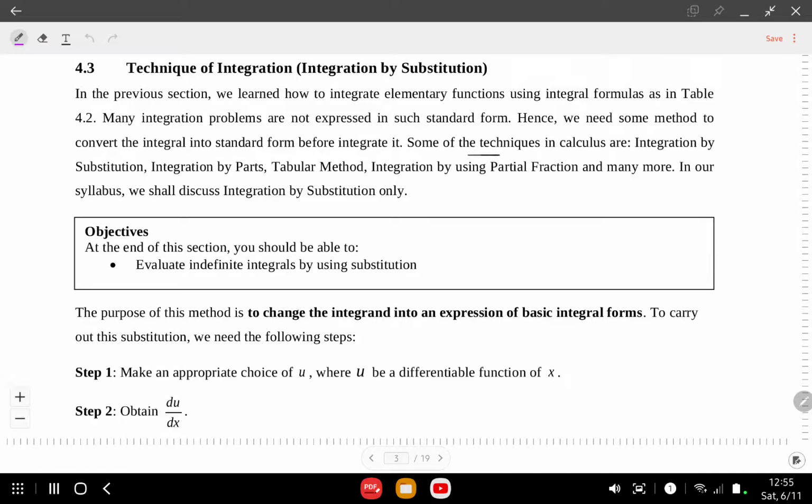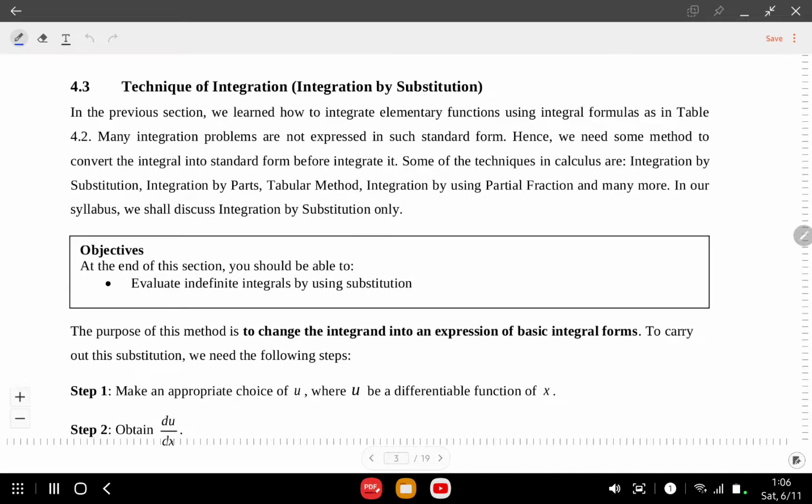Some of the techniques in calculus are integration by substitution, integration by parts, tabular method, integration by using partial fraction, and many more. So these are all examples of integration methods. But in your syllabus, we only discuss the substitution method for integration. Other methods we will not learn in calculus 1.